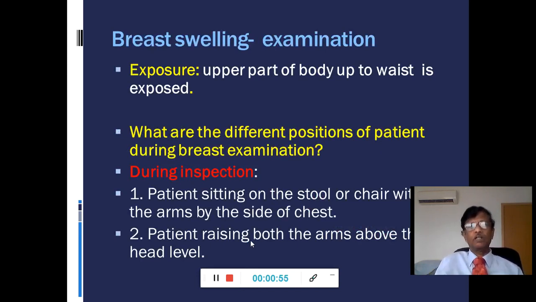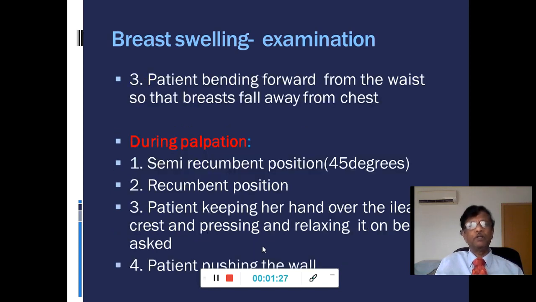Here, what are the different positions of the patient during breast examination? Sitting position, leaning forward position. Okay, we can divide like this. During inspection, the patient sits on a stool or a chair with the arms by the side of the chest. That is the common position utilized for the examination. Some patients raise both arms above the head level so that any swelling or dimpling of the skin can become much more prominent.